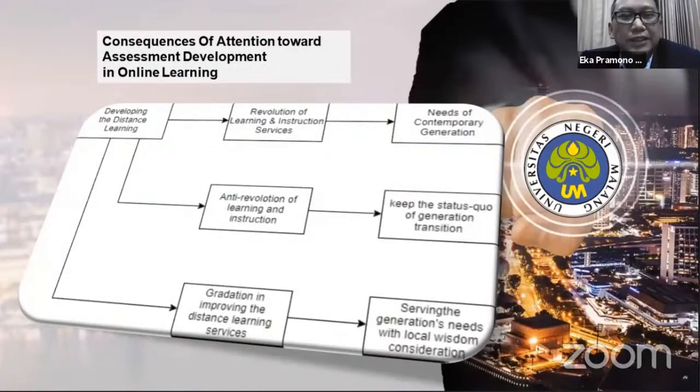So these are the consequences of attention toward assessment development in online learning. We can see the figure. In developing distance learning, there are three lines. First, revolution of learning and instruction, and the needs of the contemporary generation. The second is anti-revolution of learning and instruction, so they keep the status quo as generation transition. And the third line is gradation, improving distance learning services, serving the generation's needs with local wisdom consideration.